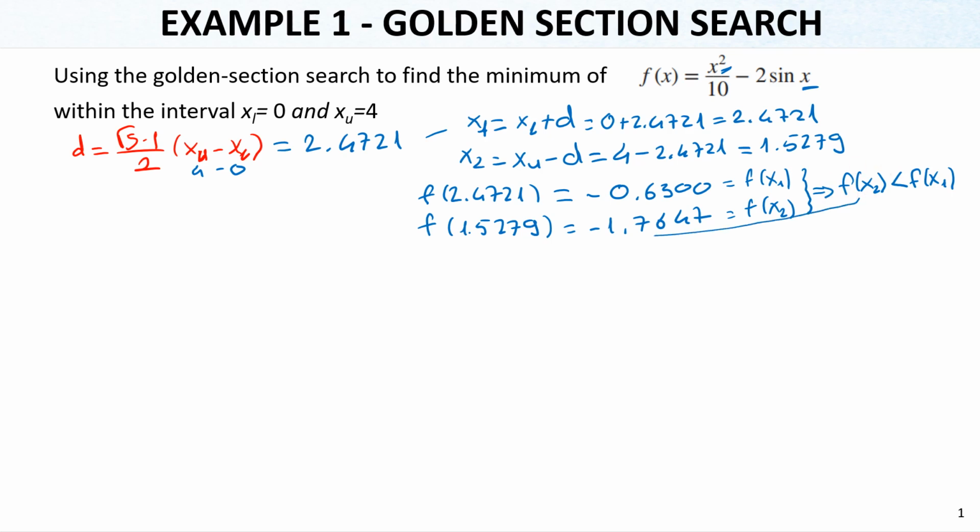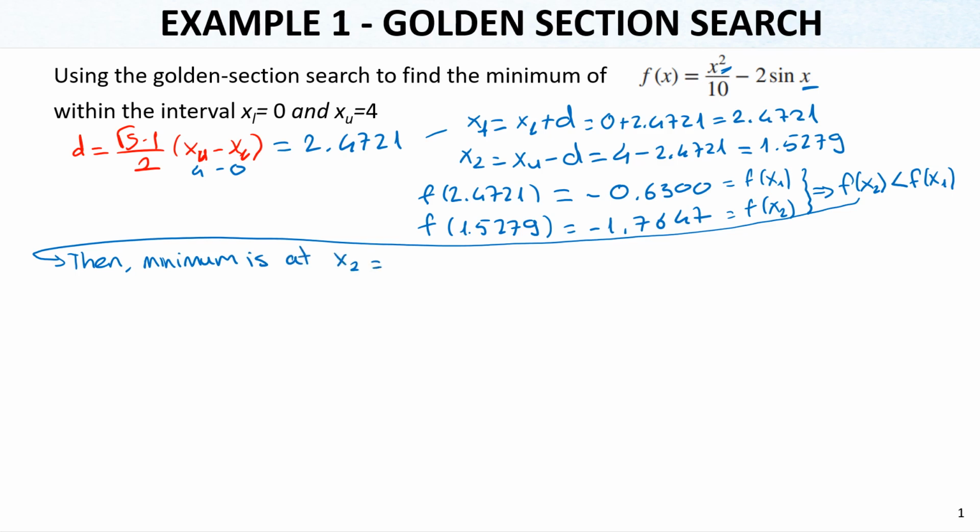Let's move here. Then the minimum is at x2, which is 1.5279, with fx2 minus 1.7647.